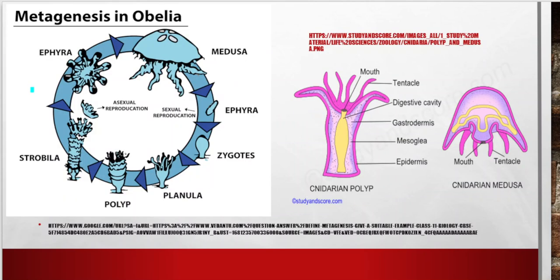Let's see the image of Obelia. So this is metagenesis in Obelia. You can see that here it is the Medusa form and here it is the polyp form. You can also refer to this diagram to see the exact images, the exact morphology. So in one generation there will be an alternation between the sexual and the asexual form. So this is metagenesis.